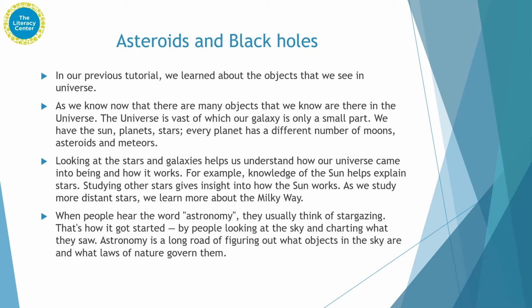When people hear the word astronomy, they usually think of stargazing. That's how it got started, right? By people looking at the sky and charting what they saw. And astronomy is a long road of figuring out what objects in the sky are and what laws of nature govern them. So whenever we think about different objects we see in the universe, we think about the stars, planets, asteroids, black holes, and meteors. Let's talk more about these.